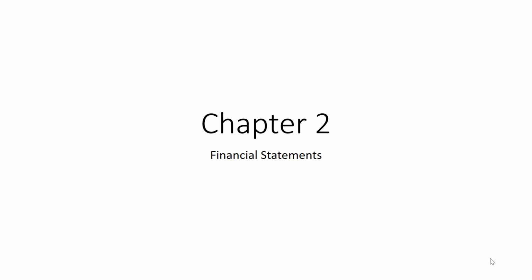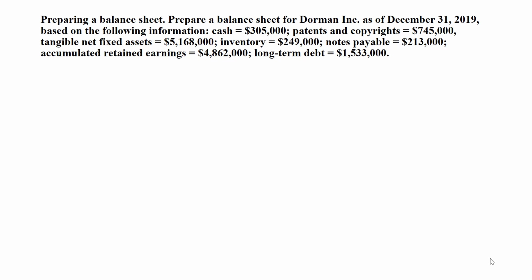In Chapter 2, we talked about financial statements, and in this video, we're going to build a balance sheet and an income statement. So to prepare a balance sheet, we're going to prepare a balance sheet for Dorman Incorporated as of December 31st, 2019, based on the following information.